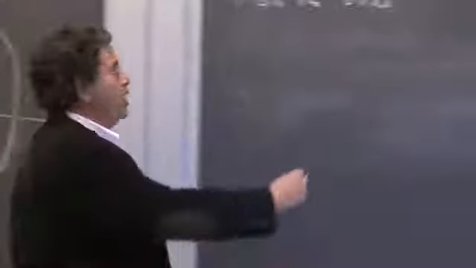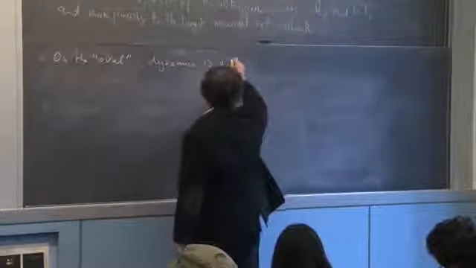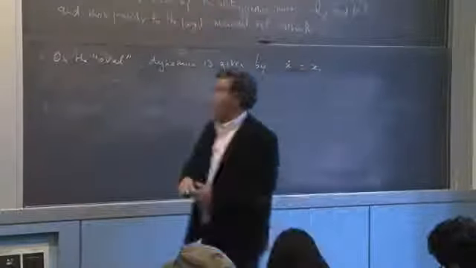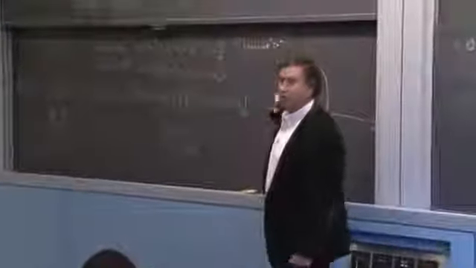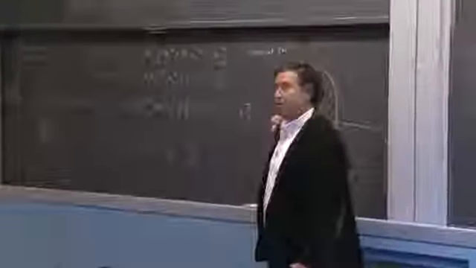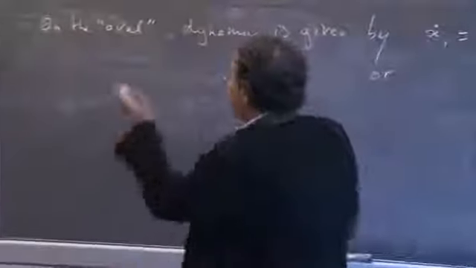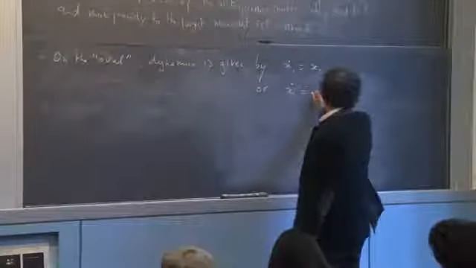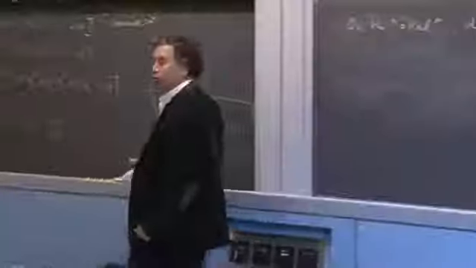Okay? So the dynamics is given by x1 dot equal x2. First equation. You see that knowing that you stay on here, x1 dot equal x2 will tell you how you move on it. Or equivalently, by the second equation, x2 dot equal minus x1 cube.